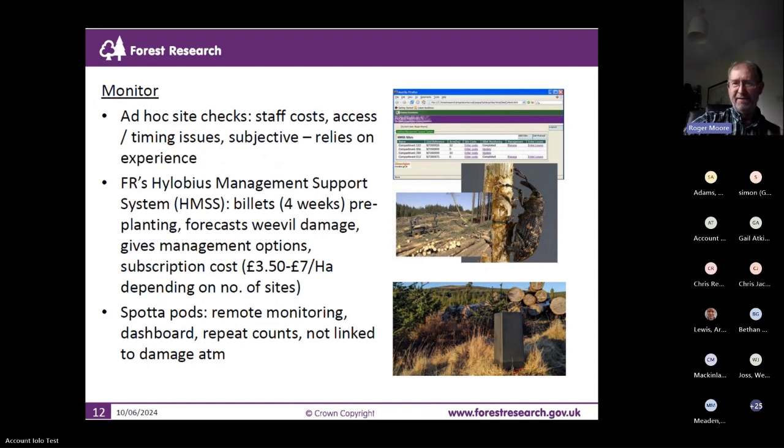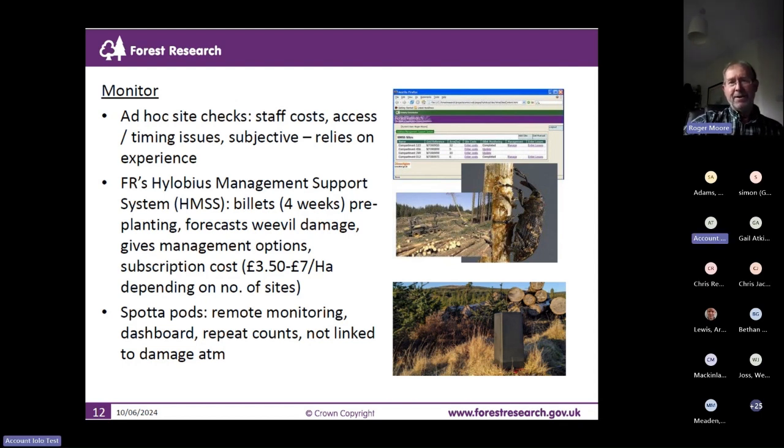And the only way to do that really is to feed in billet counts, which can be collected over a four-week period prior to planting, and by using those empirical counts of population size, we can then, using the models that are inbuilt into the system, forecast weevil damage into the future. And it enables you to select management options that are tailored to your site and your size of populations. It's actually quite a low cost system, costing between £3.50 and £7 per hectare, depending on the number of sites you're monitoring.